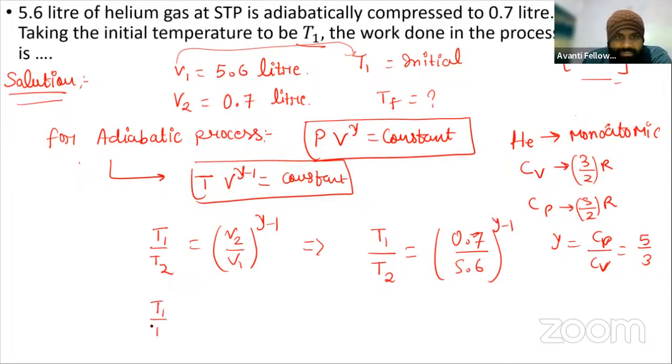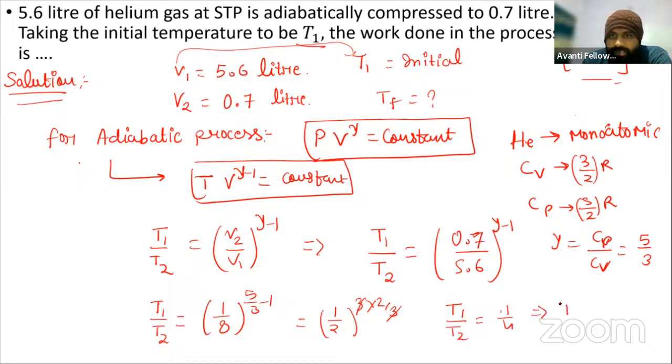We can say T1 by T2 is 1 by 8, because 7 8 ja 56, point and point will cancel out, raised to the power 5 by 3 minus 1, which will become 2 by 3. So 1 by 2 raised to the power 3 gives 1 by 8 raised to 2 by 3, and 3 and 3 will cancel out. Got it? It will become T1 upon T2 equals 1 upon 4. So final temperature T2 we have as 4T1.